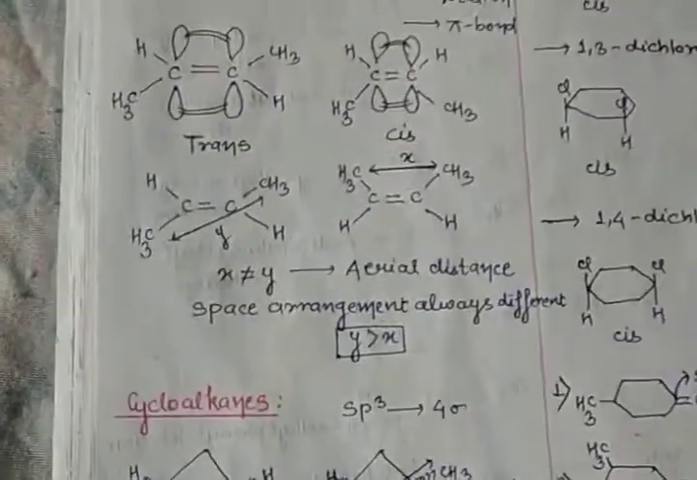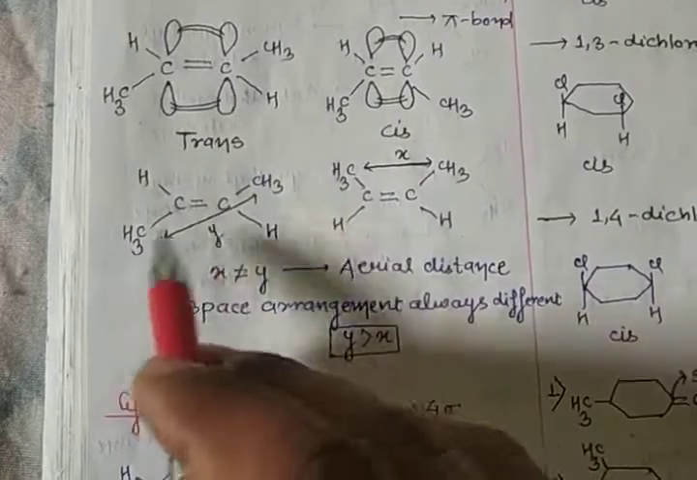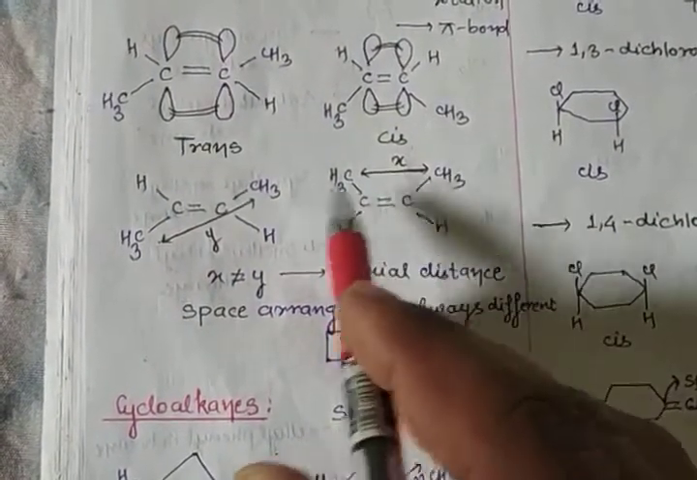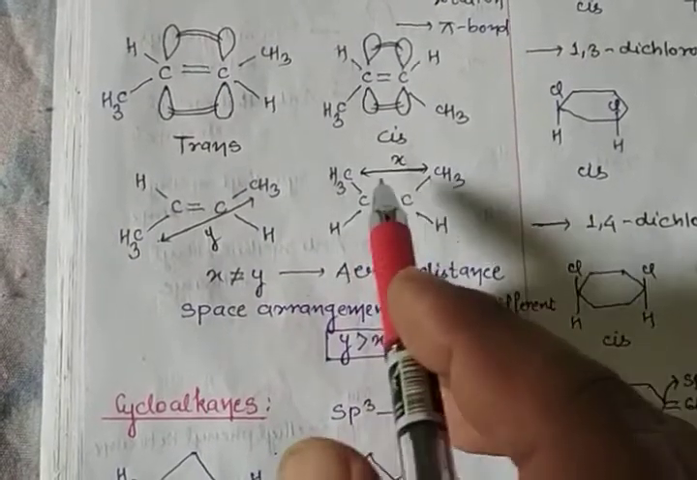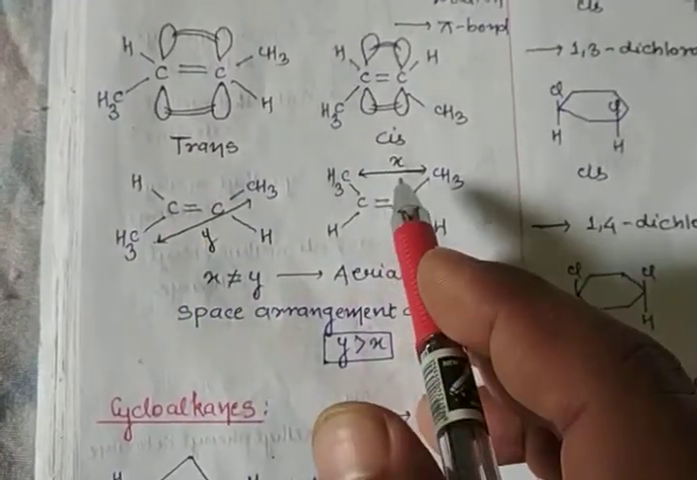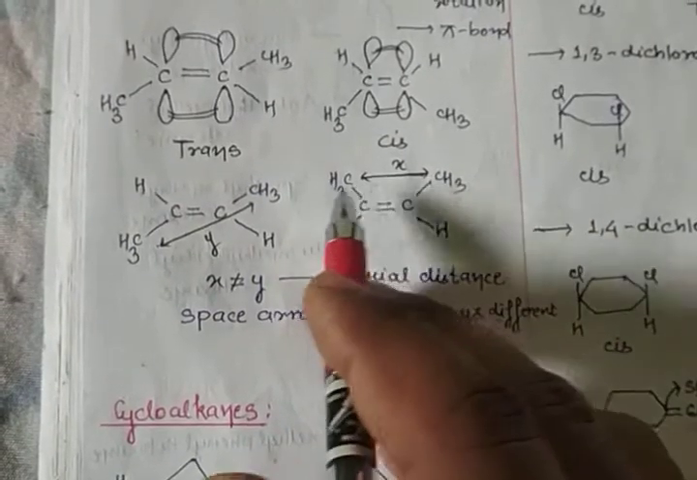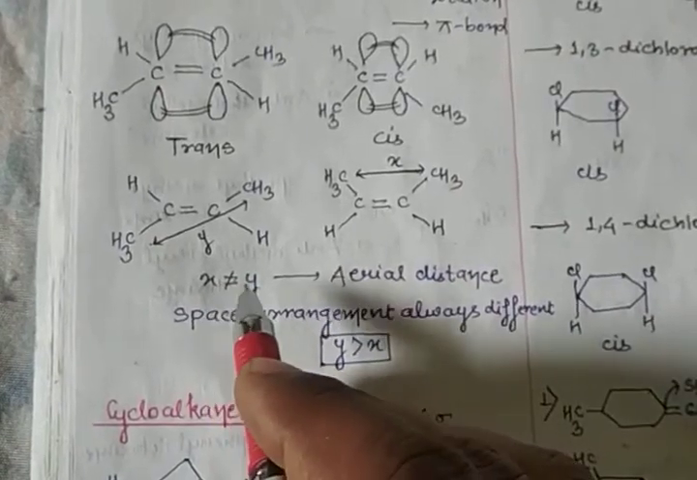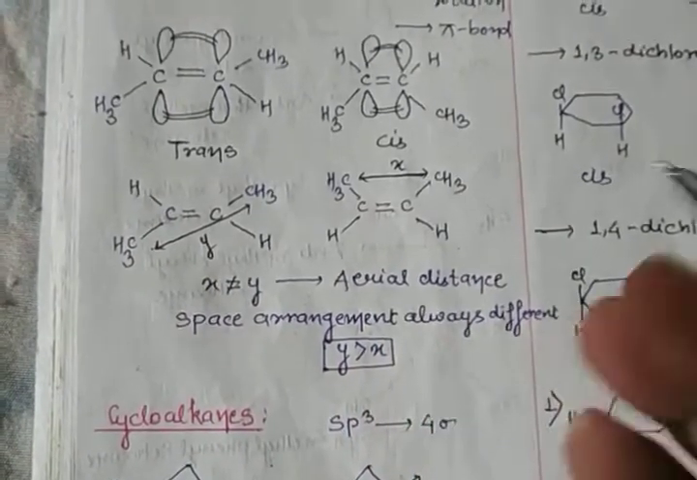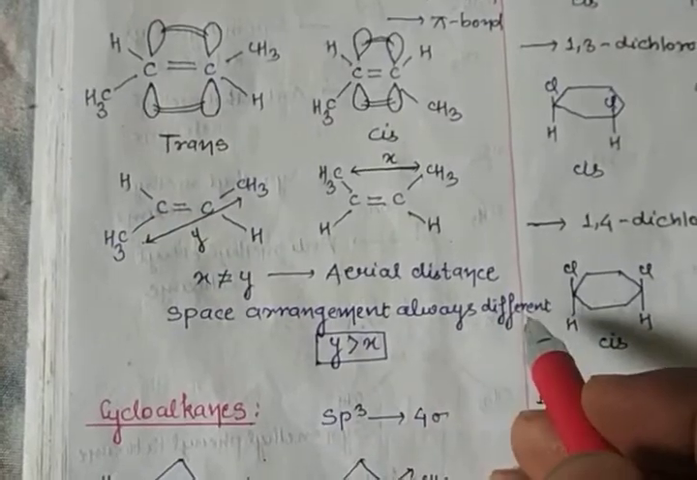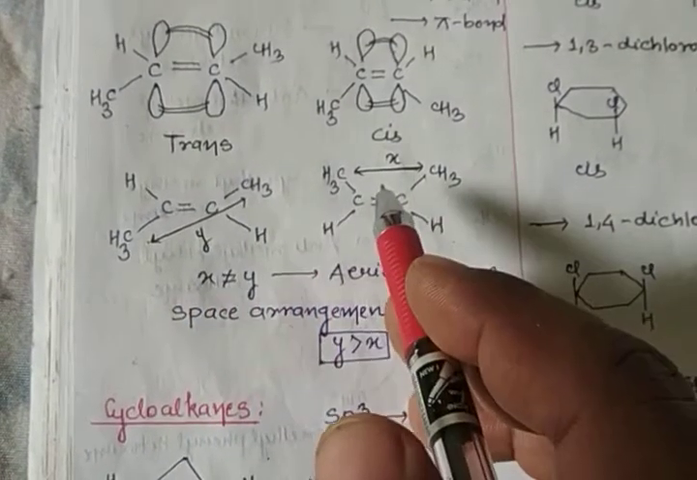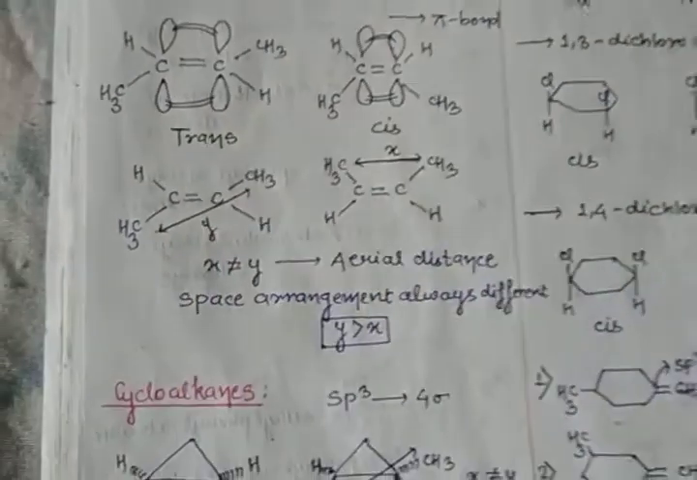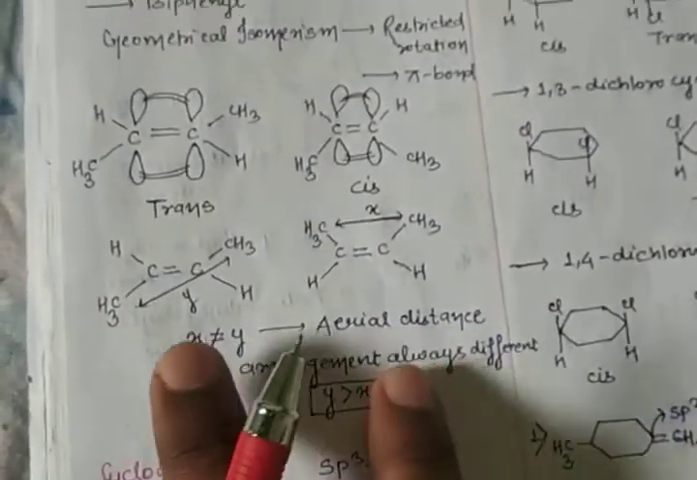So you know very well, suppose this is the structure of trans, and this is the structure of cis. The same groups are on the same side, so this is cis and this is trans. The distance and electron density of these groups is different; x is not equal to y. The areal distance is different and the space arrangement is always different, so y is greater than x. So this is cis and that is trans. This is a simple example, but this is not a cycloalkane.